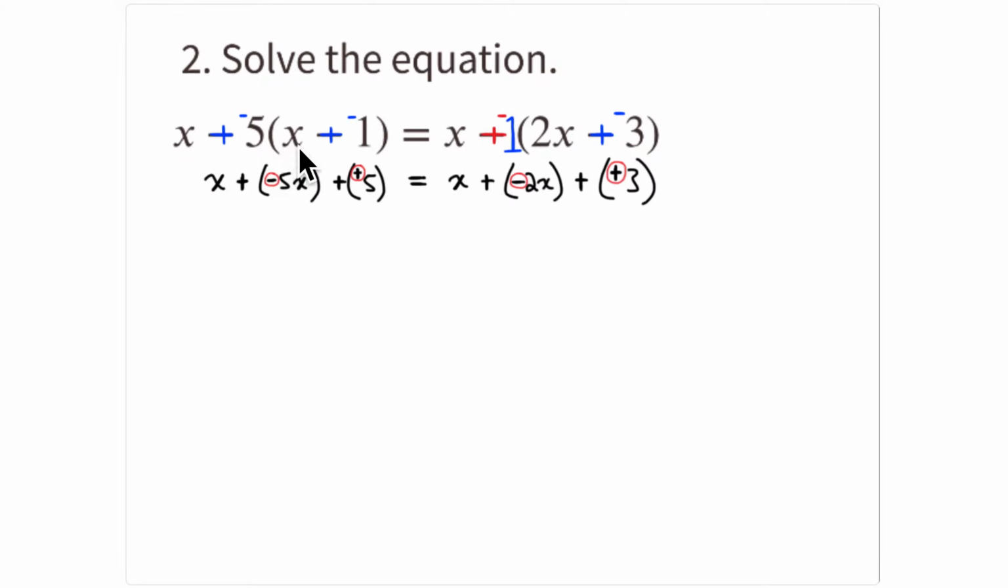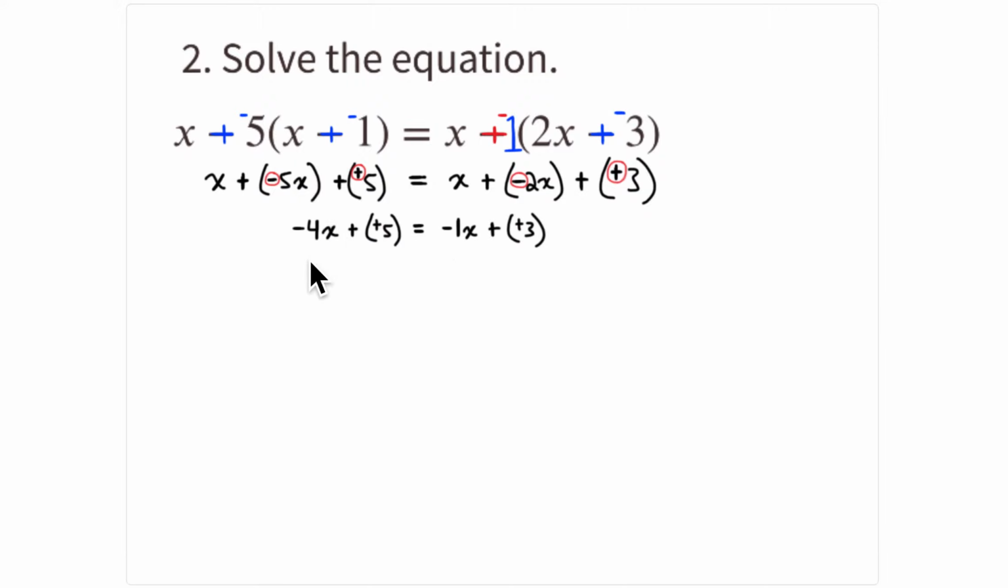So -5 times x is a -5x. So you can read this as the opposite of 5x. The opposite of 5x is a -5x. The opposite of 5 times negative 1 is, this is negative 5. The opposite of negative 5 is positive 5. Over here, the opposite of 2x is a negative 2x, and the opposite of a negative 3 is a positive 3. So everything now is addition. So I can move things around, I can combine like terms, and I don't have to worry about any subtraction.